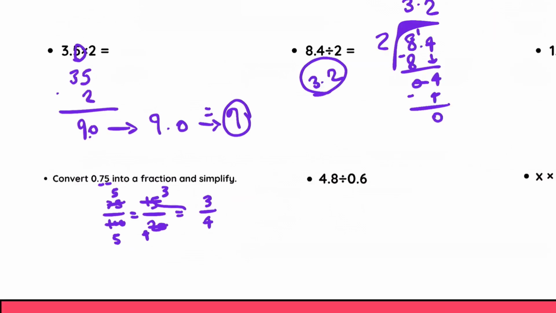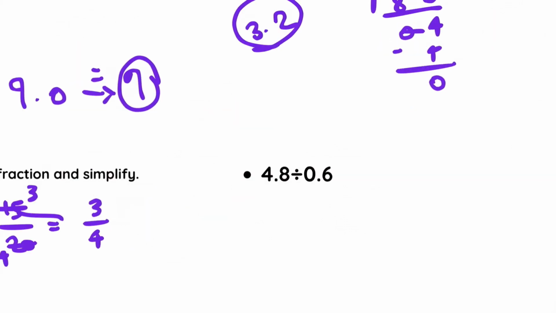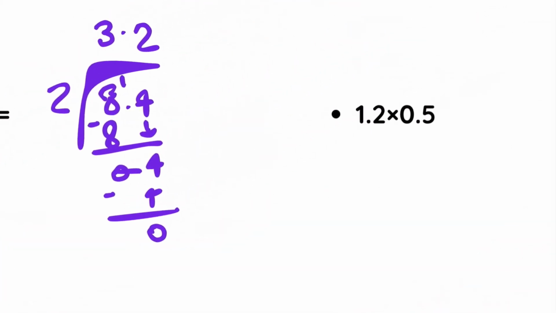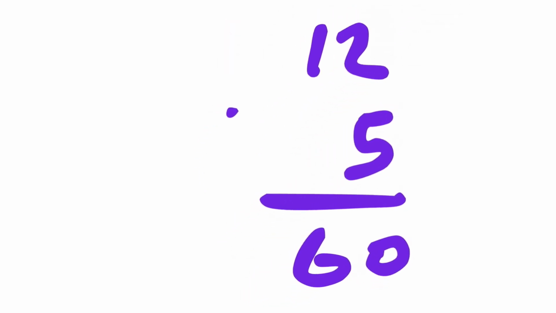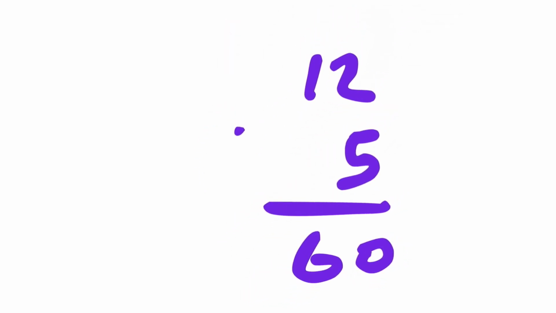Okay, the next question, guys, we've missed the third question. This one, 1.2 times 0.5. Okay, this is a multiplication. 12 times 5 equals 60. And then I have 2 decimal digits, which means that I need to put the decimal point from right to left if I count 1, 2. So I should put it in here.